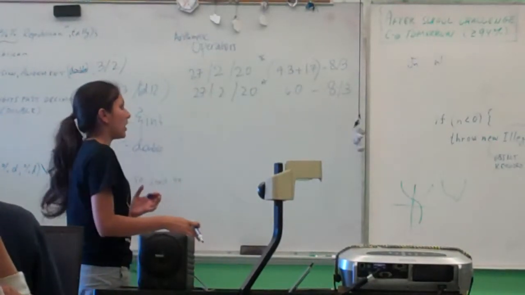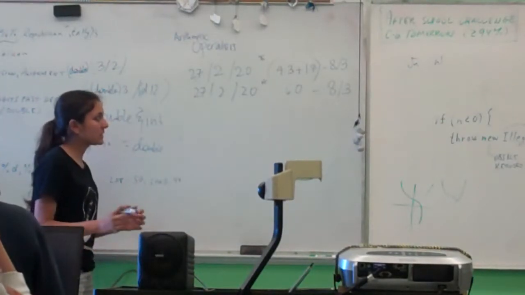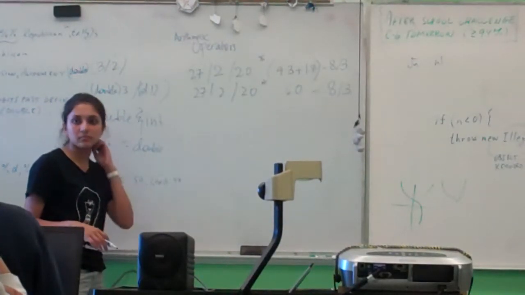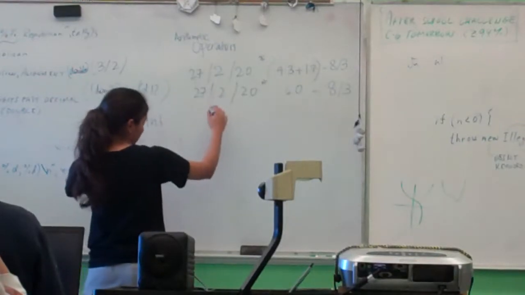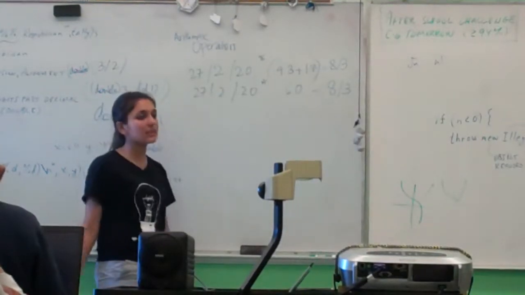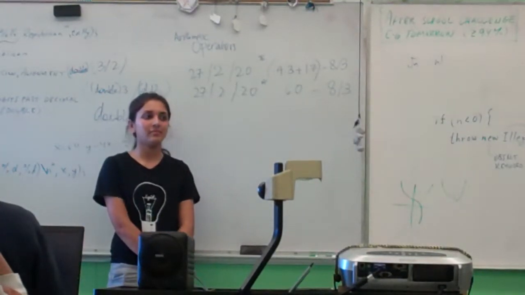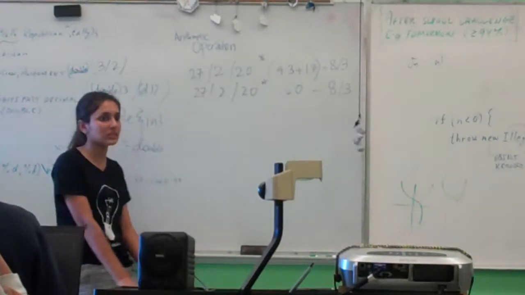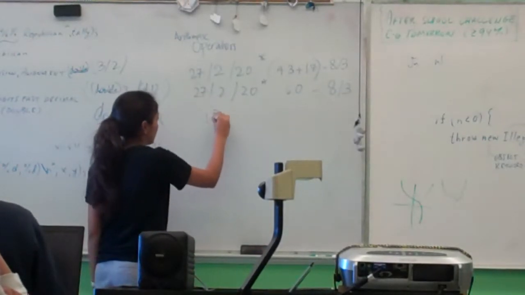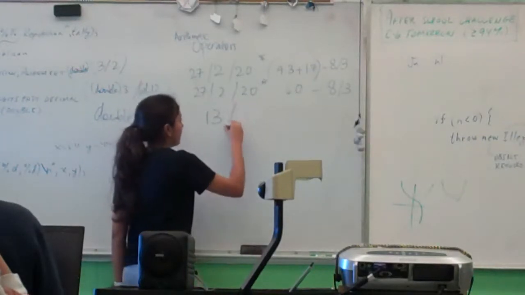Division, multiplication, modulus. So, can someone tell me what you would do next? 27 divided by 2. Okay, so what's 27 divided by 2? 13. Not 13.5, because it's integer, integer. So 13 divided by 2.0.